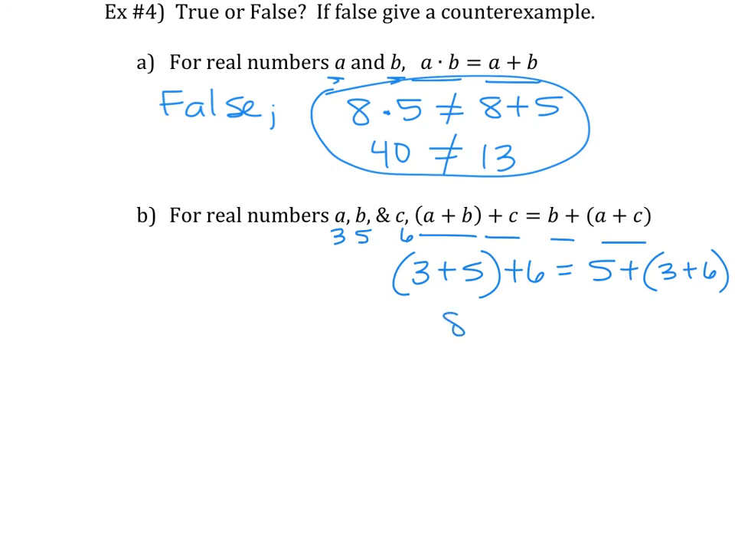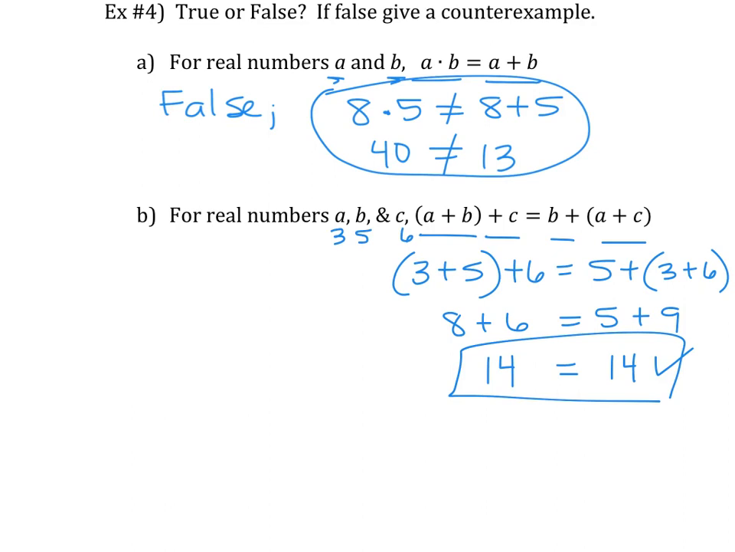So 3 plus 5 is 8, plus 6; 5 plus 9. What's 8 plus 6? 14. What's 5 plus 9? 14. So it works out. That means this is true. Okay? The one thing I'd say is when you're looking for a counterexample, try not to use 1 or 0, because 1s and 0s are unique and they can throw things off, so it will look like they're true and they're actually not true. Use bigger numbers, okay, if you're looking for a counterexample. Alrighty? All right.